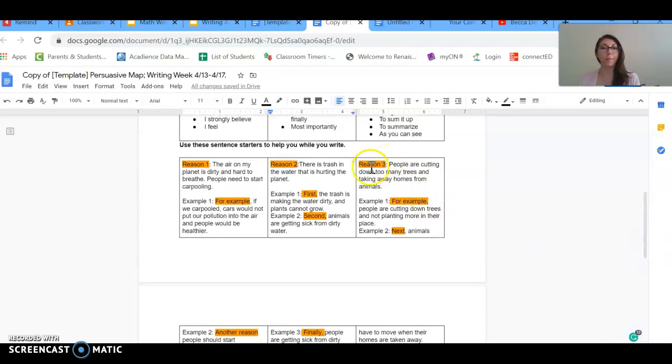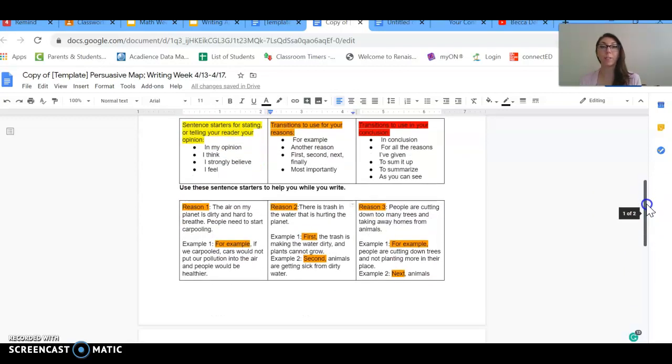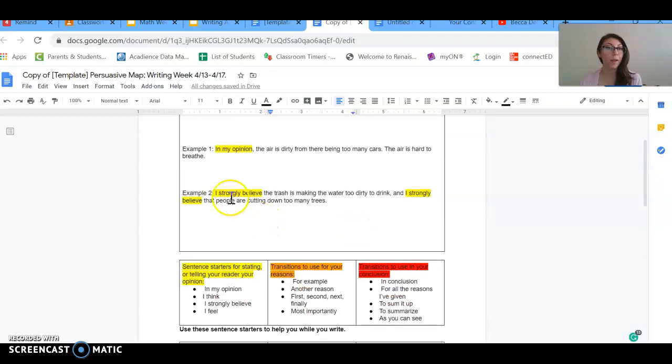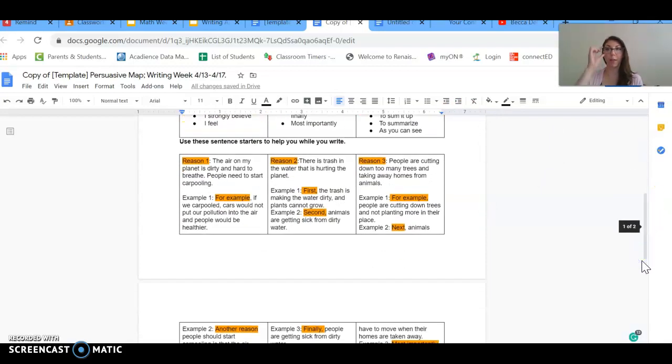Okay, reason 3. Your third reason to show that people need to stop hurting the planet was that people need to stop cutting down trees. Remember, people were cutting down trees in this planet, in my pretend planet. So people are cutting down too many trees and taking away homes from animals. So my third reason that people need to stop hurting the planet is they're cutting down trees and that's hurting animals. People are cutting down trees and they're not planting more.